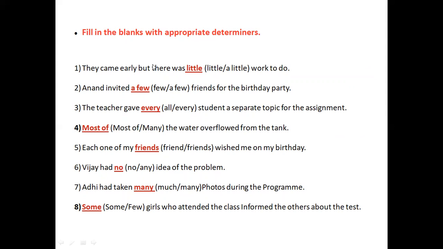Next, we can see some fill in the blanks with appropriate determiners. They came early, but there was little work to do. So here we are using little. Anand invited a few friends for the birthday party. The teacher gave every student a separate topic for the assignment. Most of the water overflowed from the tank. Each one of my friends wished me on my birthday.